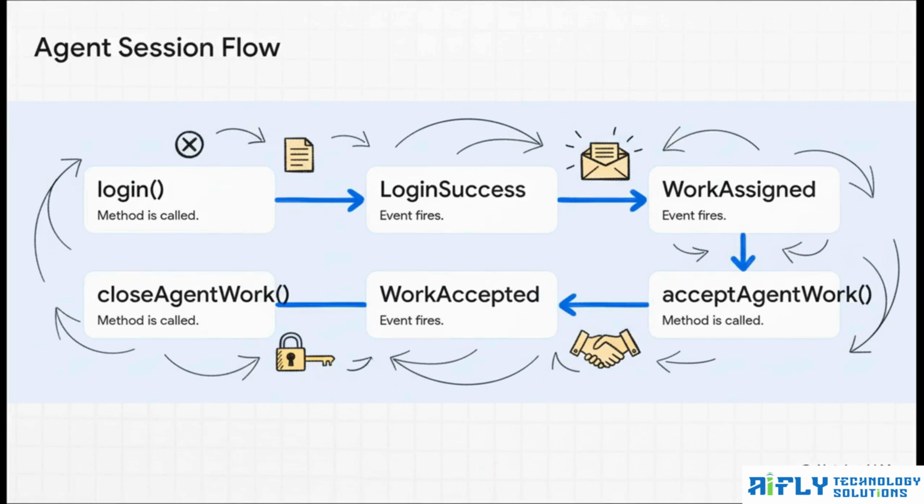And you can see how it all fits together here in this beautiful little dance. A login method is called, which triggers a success event. Work gets assigned, which fires another event. The UI calls the accept method, which fires its own accepted event. You see? Understanding this call and response rhythm is absolutely key to creating complex and seamless agent experiences.